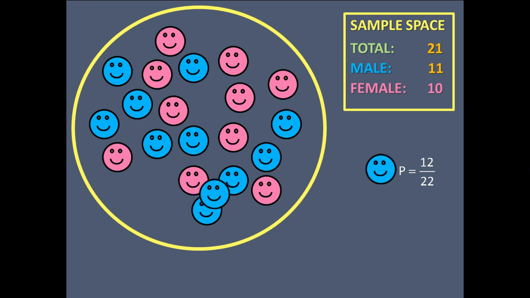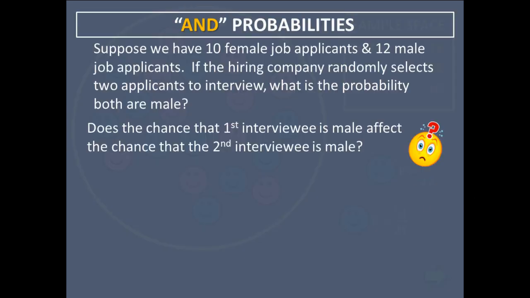which means the probability that this second individual is a male, yes, there has been an effect on him. His probability is no longer 12 out of 22, but is now 11 males left and 21 applicants left. The probability of the second individual being male is now 11 out of 21. So going back to our question, does the chance of the first interviewee being male affect the chance that the second interviewee is male? Yes, it does. Because the one event affects the other event, those two events are dependent, or not independent.